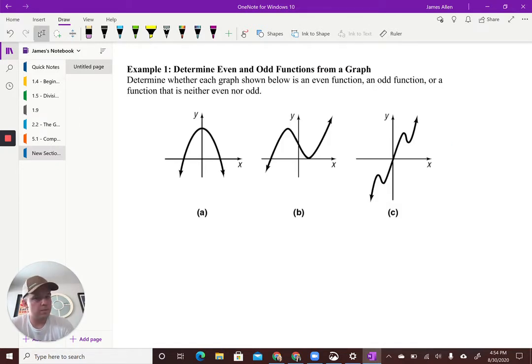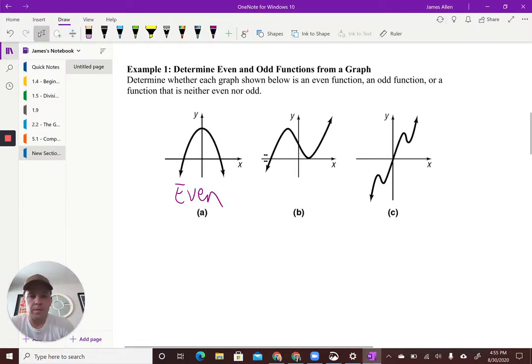So here we go. Graphs. First one, that is a quadratic function, negative quadratic function, if you remember. Is that symmetric about the origin or about the y-axis? It most certainly is symmetric about the y-axis here. So this one is an even function.